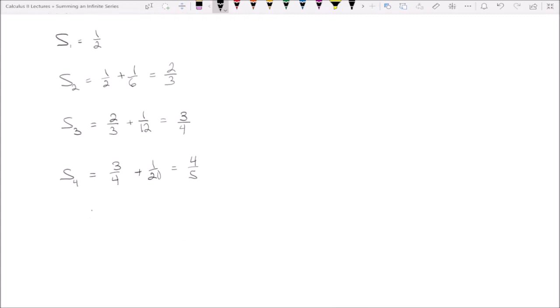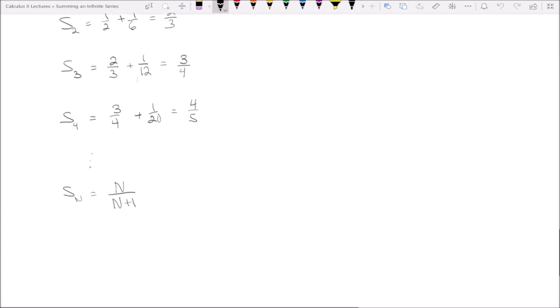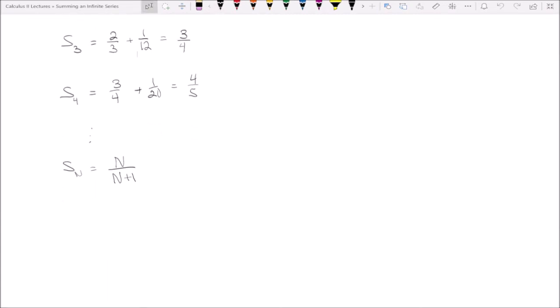Well, notice what's happening. We tend to have a pattern. So let's say S sub n appears to be n over n plus 1. That's what it appears to be. Now, we need to prove this. So first, take a look at 1 over n times n plus 1. It is fairly straightforward to show that this is 1 over n minus 1 over n plus 1.